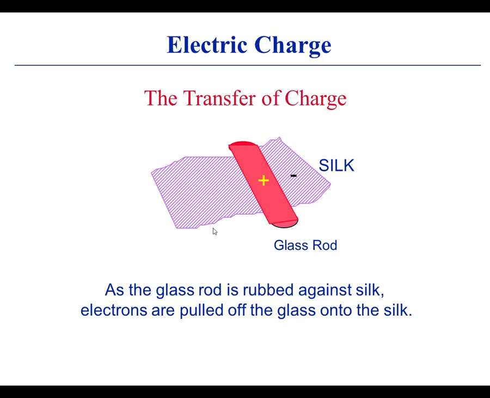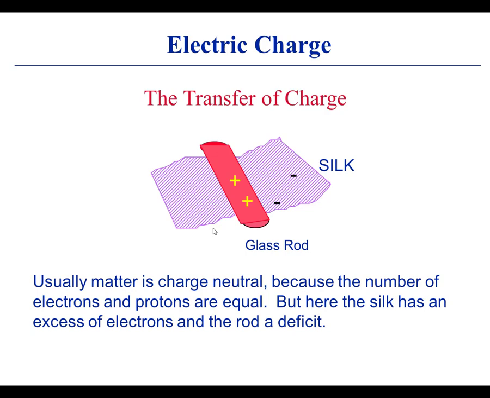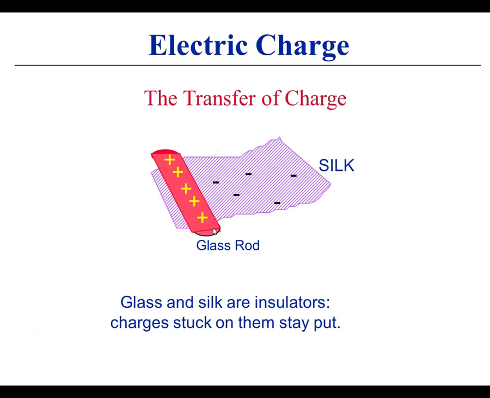When the glass rod is rubbed against silk, electrons are pulled off the glass into the silk. Then in the silk there are excess electrons, so the silk is charged negatively. And in the rod there is a deficit of electrons, so the rod is charged positively. You see the next process, and after we will consider that the glass and the silk are insulators. Charges stuck on them stay put.